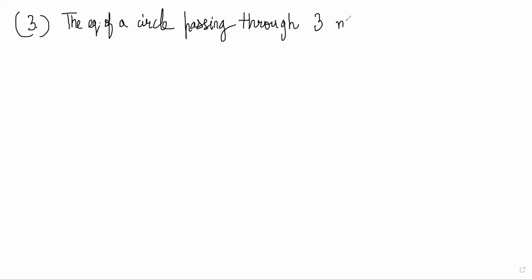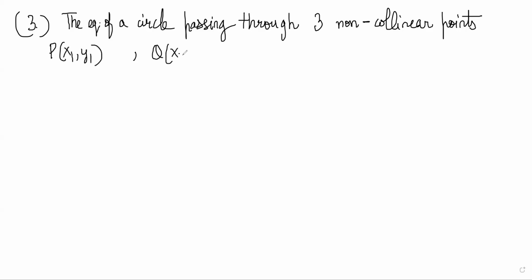Now, in some cases, you might get a situation like this. The equation of a circle passing through three non-collinear points. The 3 points are given: P(x1, y1), Q(x2, y2), and R(x3, y3). So how do you find the equation of the circle in this case, right?